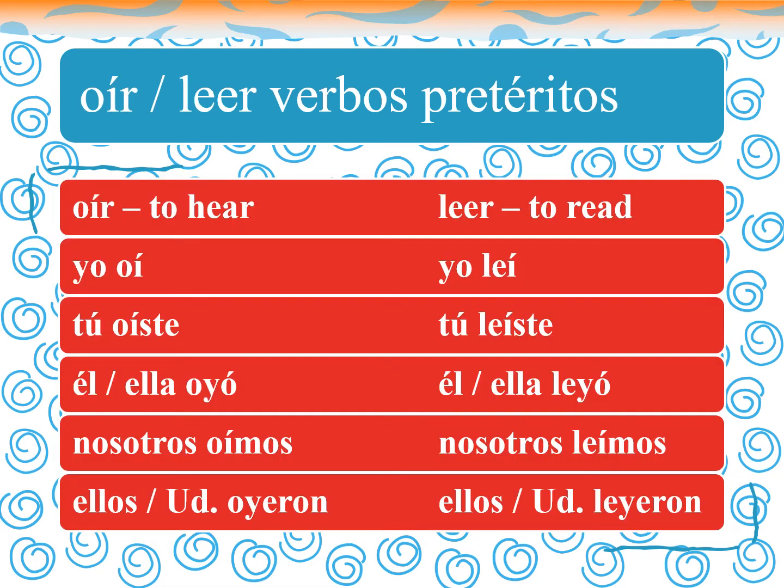All right, then let's take a look at some other irregular ones. So oír and leer have accents, but you're going to notice in the third person singular and plural form that they have a Y, so they're pretty irregular verbs. So oír to hear and leer to read. Let's take a look at these ones. Yo oí, tú oíste. Él, ella oyó. Nosotros oímos. Ellos, ustedes oyeron. And leer to read. Yo leí, tú leíste, él, ella leyó, nosotros leímos, ellos, ustedes leyeron. Again, keep in mind these are the preterite past tense.